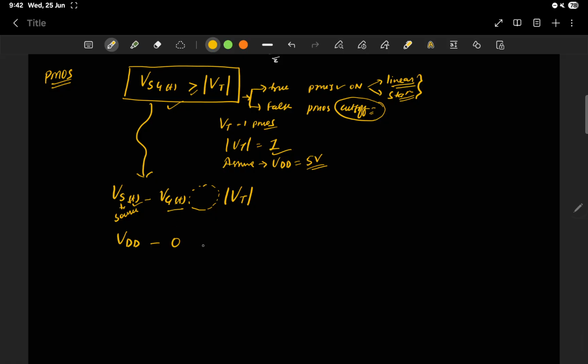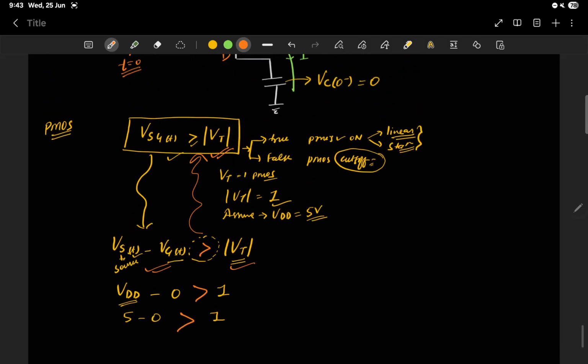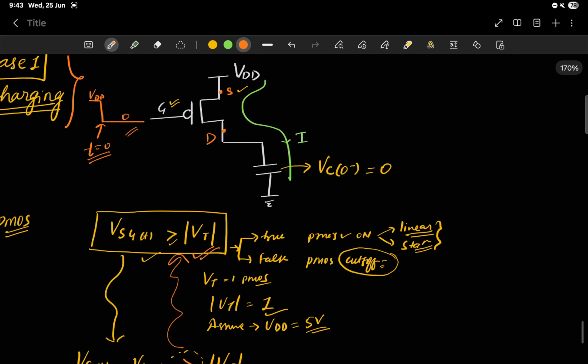So Vg of t will be 0, and what will be the value of mod Vt? 1. Now tell me, VDD is 5. We have already assumed 5 minus 0, 1. Which inequality should come here? This means this value is greater than the right hand side value, and this signifies that my inequality is satisfying. So there is no point that my PMOS should have some limitation in charging this capacitor. There are no limitations.